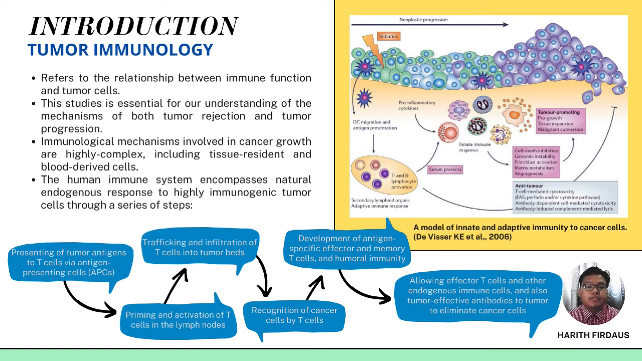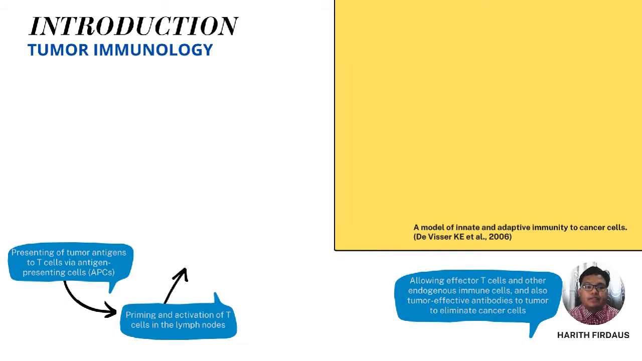The human immune system mounts a natural endogenous response to highly immunogenic tumor cells through a series of steps, including the presenting of tumor antigen to T cells via antigen-presenting cells, priming and activation of T cells in the lymph nodes, trafficking and infiltration of T cells into tumor beds, recognition of cancer cells by T cells, development of antigen-specific effector and memory T cells, and humoral immunity, allowing effector T cells and other endogenous immune cells, as well as tumor-effective antibodies, to eliminate cancer cells.